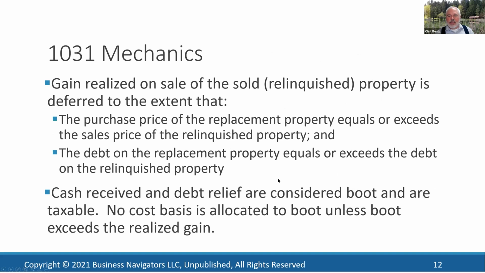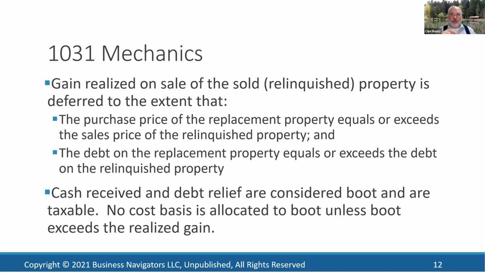Okay, how do 1031s work? So the gain that you have on the property that you sell. Let's say you sell it for $1 million, you have basis of $300,000, you have a $700,000 gain. That $700,000 gain is deferred to the extent that the purchase price of the replacement property you acquire equals or exceeds the sales price of the relinquished property.